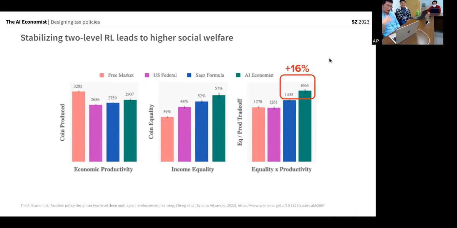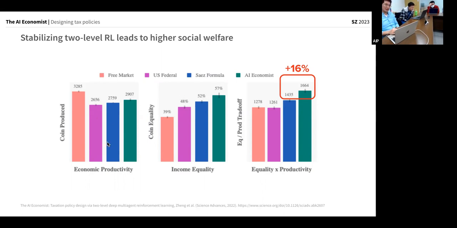So what's the final result? When you do this curriculum learning and all the tricks that I just mentioned, when you stabilize this two-level reinforcement learning procedure, then you do get higher social welfare. So you get 60% higher equality times productivity in the economy. And all these baselines here have lower social welfare. What's interesting is that if you look at the productivity and the equality separately, this AI solution is not the most productive, but it is the most equal in income. And it's this combination that is actually better than all the other baselines.